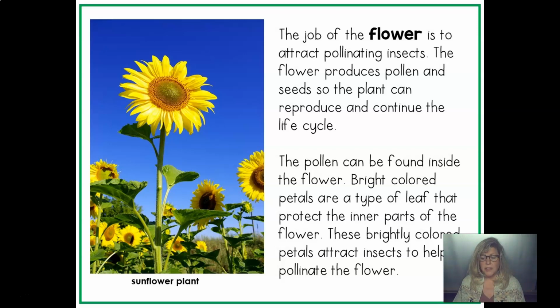The pollen can be found inside the flower. Bright colored petals are a type of leaf that protect the inner parts of the flower. These brightly colored petals attract insects to help pollinate the flower.